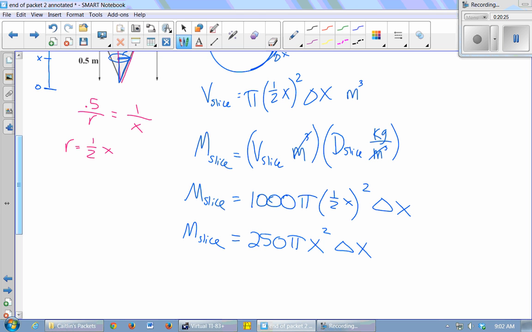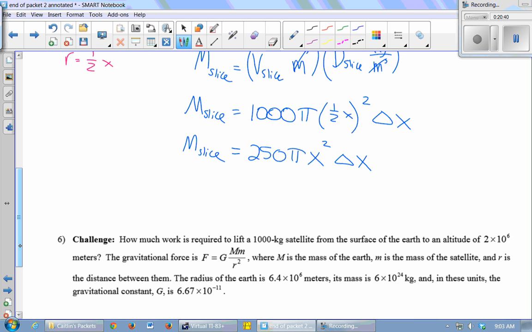Okay, so I get the mass of the slice. Now I need the force of gravity on this slice. I need to calculate how much force gravity is exerting on this slice of water, and force is mass times acceleration. So the force acting on my slice is the mass, 250 pi x squared delta x, times acceleration of 9.8 meters per second squared.